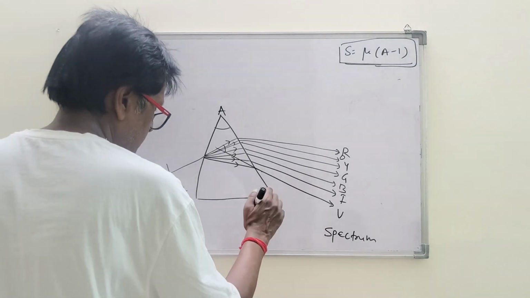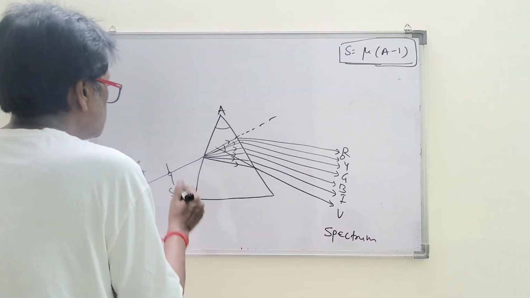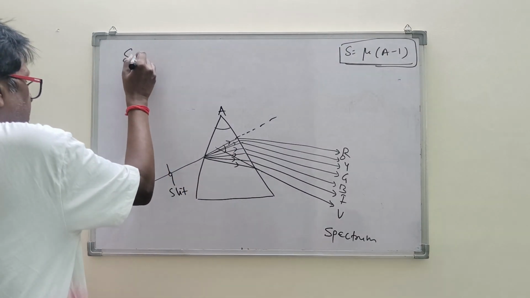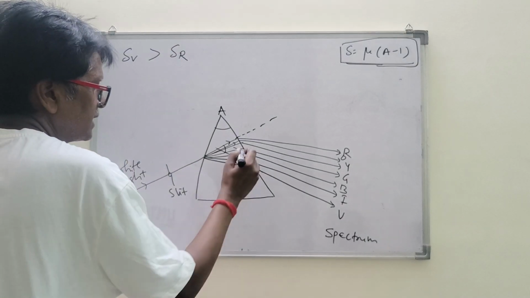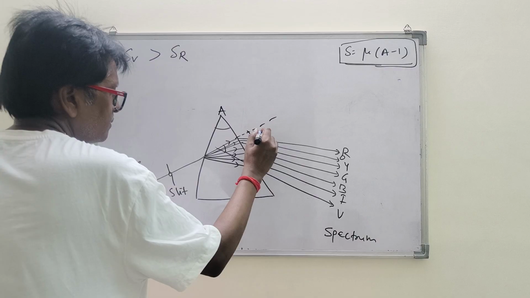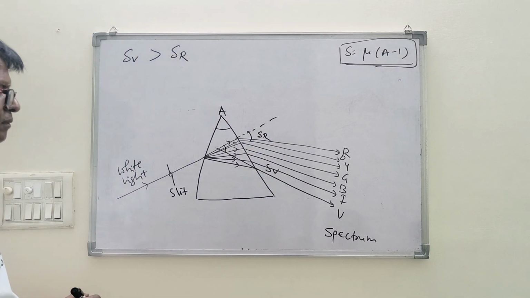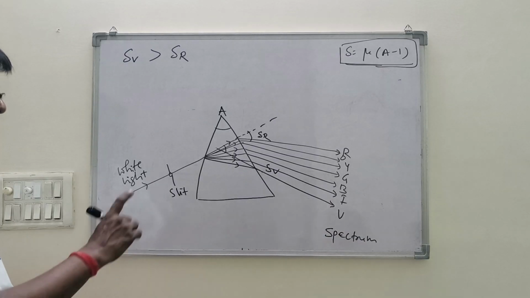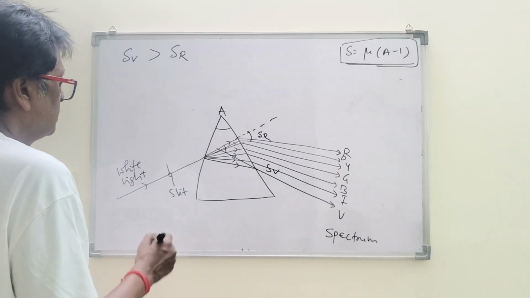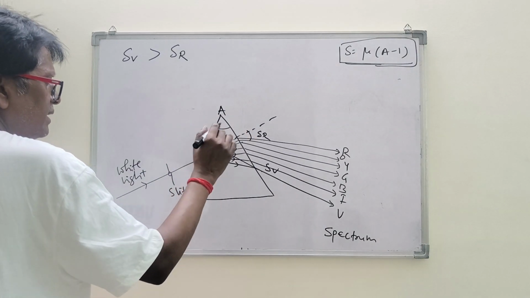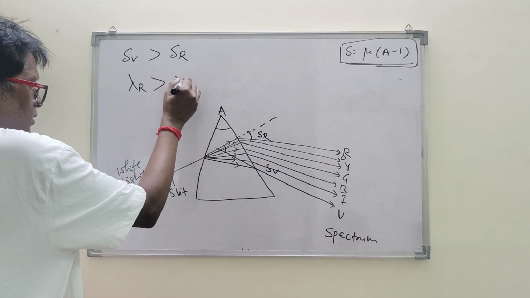The different colors suffer different angles of deviation. Let me write here, the deviation for the violet color is more and the deviation of the red color is less. Different colors deviate by different angles of deviation. We know that the wavelength of the red color, wavelength being denoted by lambda, is more than the wavelength of the violet color.